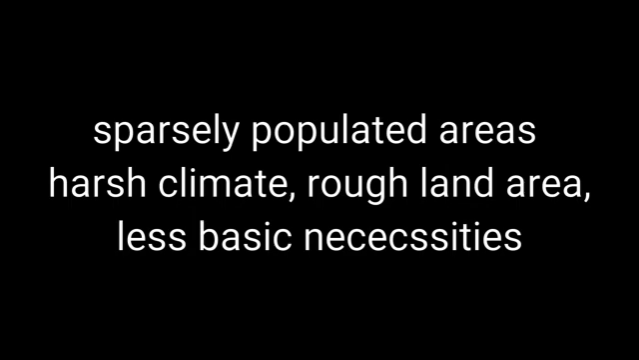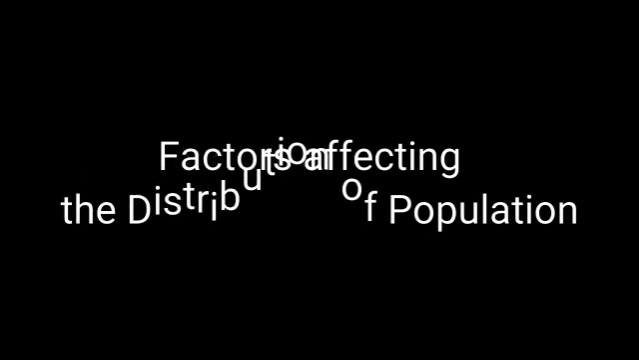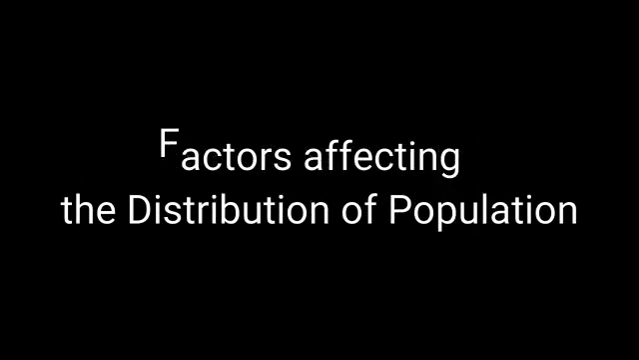Then we have the sparsely populated areas of the world, where the population is very thinly distributed and is dependent upon, for example, the climate of the place. Say for example the equatorial region, polar region or the desert areas of the world, which are highly harsh climatic areas. Let us now discuss the factors that affect the distribution of population.